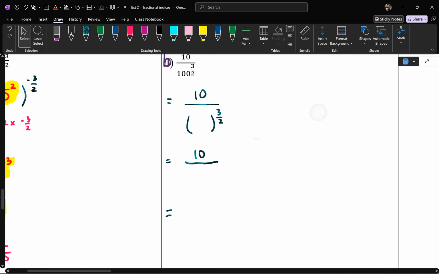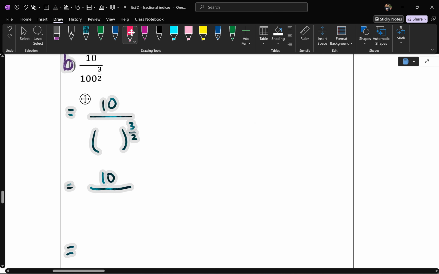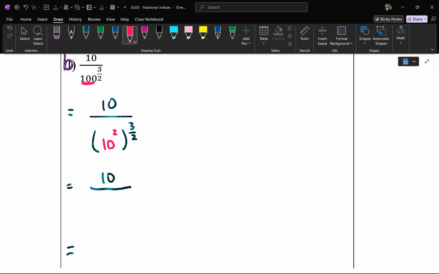Next one, B. Your first or key step should be to change that 100 to something squared, because there's a denominator of 2 there. So it should be 10 squared. Hands up if you got 10 squared. 10 squared. Good. Bit worried for some of you.